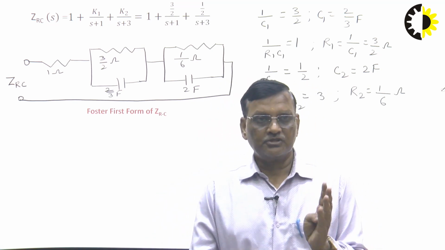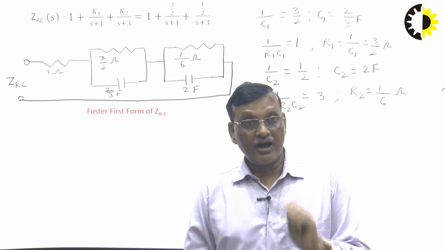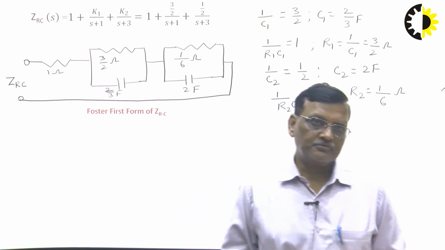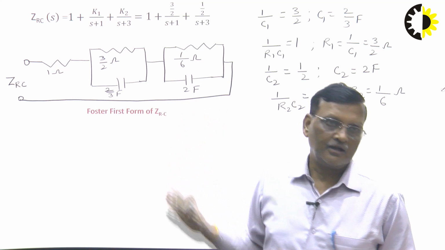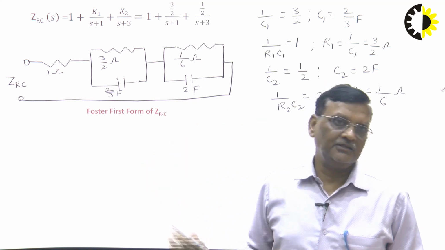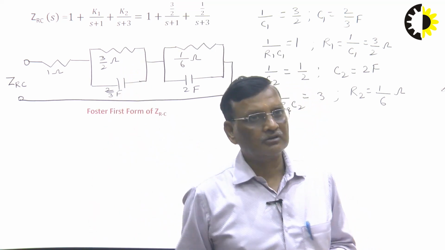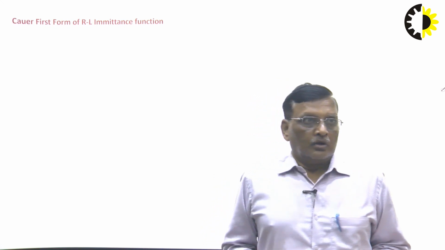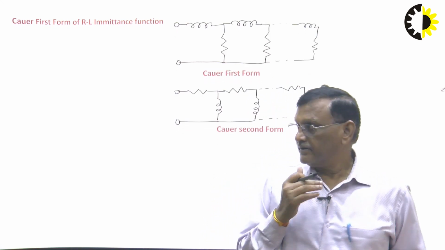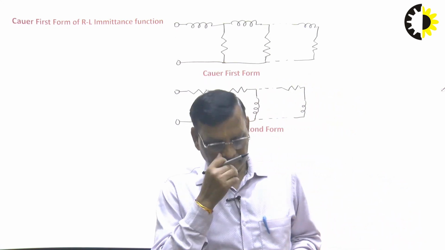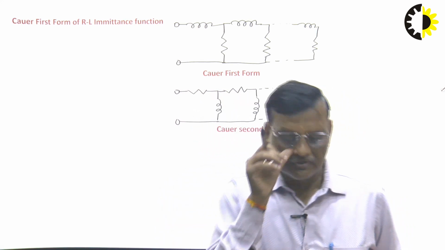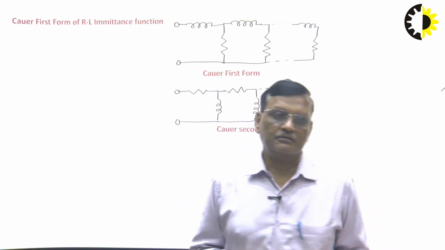Suppose the question asks, find the RL Foster forms. Then you have to go for the RL network, it is an impedance, then invert the function to make the admittance and carry out the partial fraction expansion. The Cauer first and Cauer second forms of the RL network we will discuss in the next class.